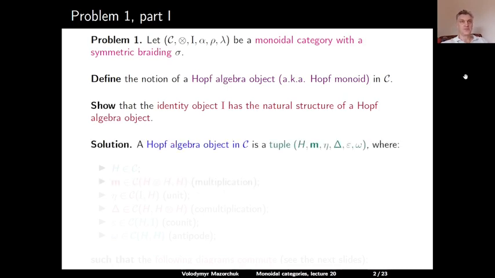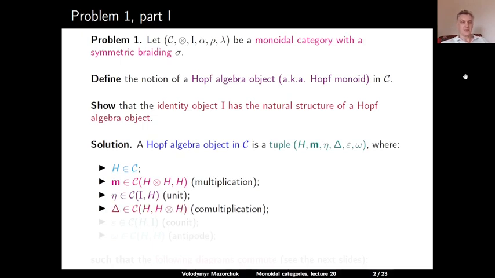Solution. We just follow the definition of the Hopf algebra. So we define a Hopf algebra object in C as a tuple which consists of 6 entries. The first one is H, and this is an object in C. The second one, denoted by bold M, is a morphism from H tensor H to H. So this is our analog of multiplication. The third one, eta, is a morphism from the identity to H. This is our analog of a unit.